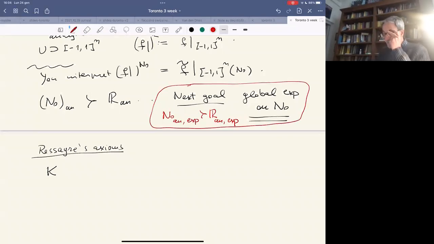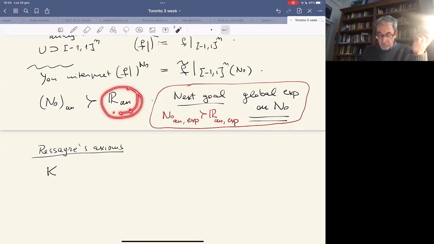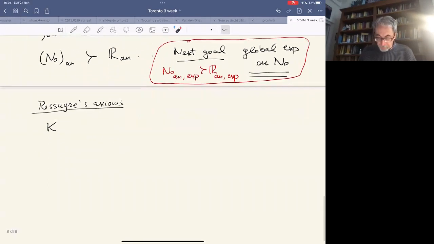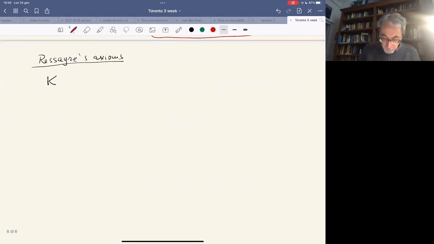So you must understand, how can you ensure that something is an elementary extension of the reals? I don't know if the students understand the notion of elementary extension. It means that every first order formula with real parameters, in the language with a symbol for each analytic function and exponentiation, is true in the reals if and only if it's true in the surreals. Maybe I'll present some examples later. So the Ressayre axioms give you the following theorem.